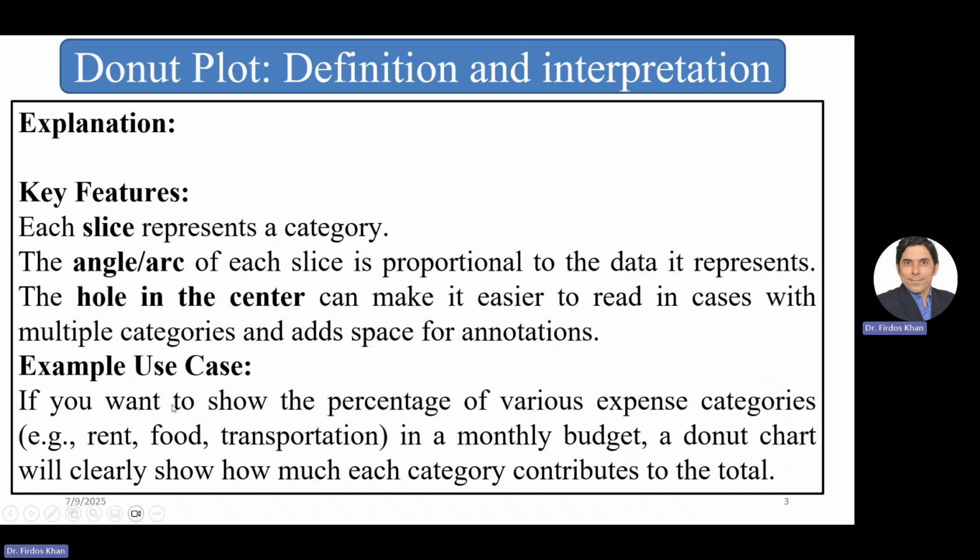Example use case: if you want to show the percentage of various expense categories, e.g. rent, food, transportation, in a monthly budget, a donut chart will clearly show how much each category contributes to the total. Yeah, this is important. This is only one example you can use. For other examples, we have done this for GDP contribution from different countries, and we have done this for some fruit production or contribution.